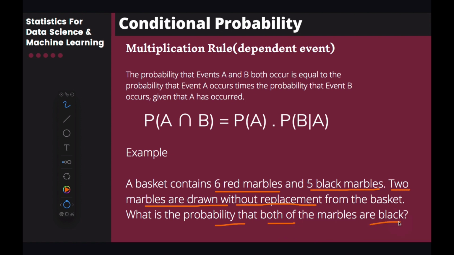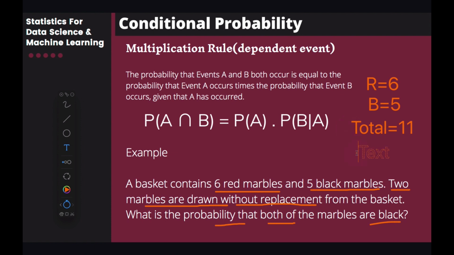Okay, we want to know that kind of probability. Now if you see this kind of scenario, we are saying that we have 6 red marbles, and then we have 5 black marbles. So now the total marbles in the basket is going to be 11.